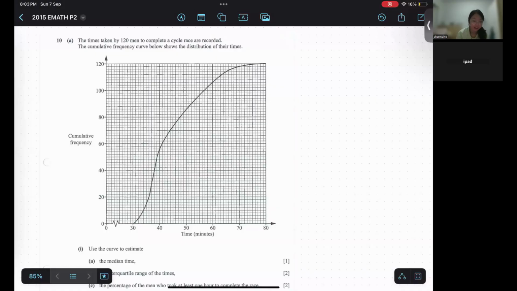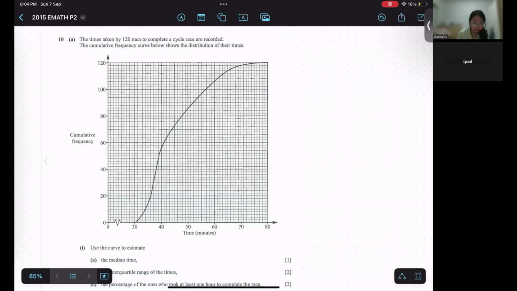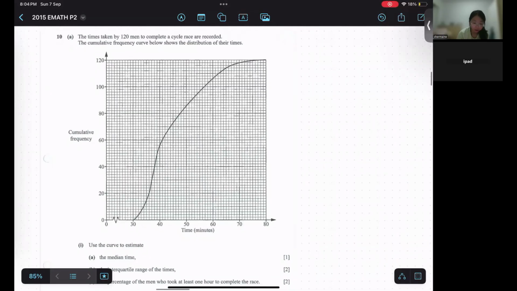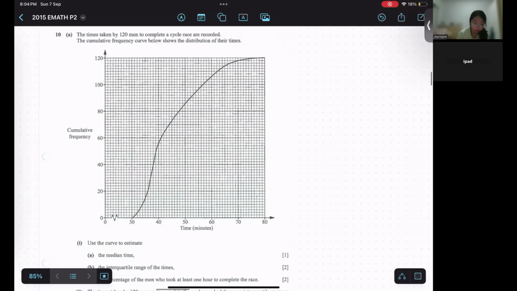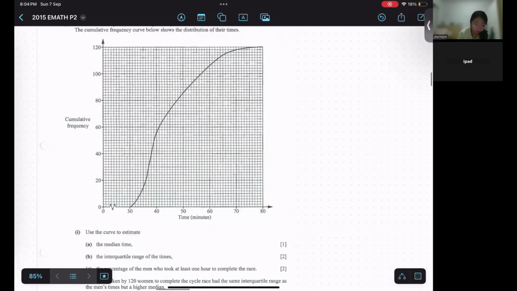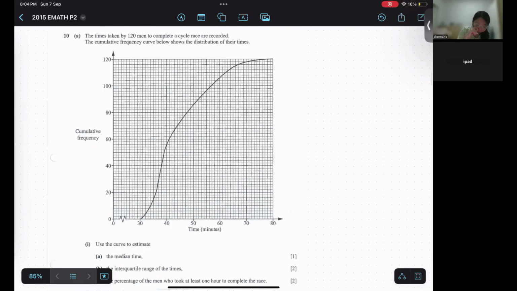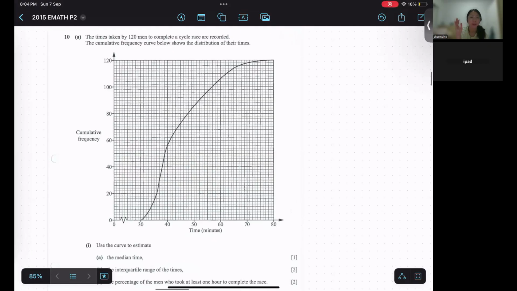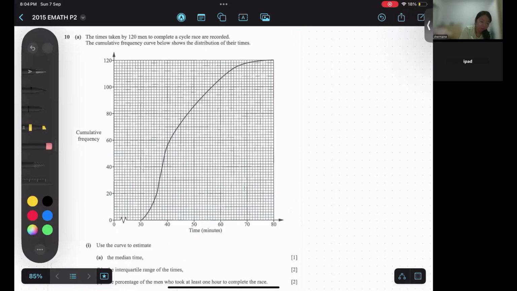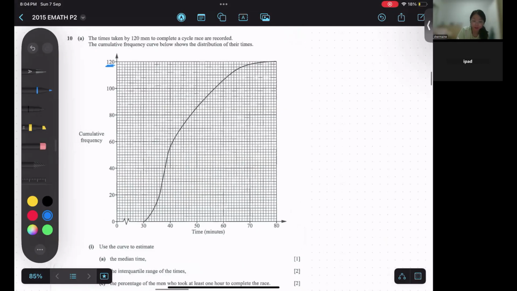Okay, now for question 10. Times taken by 120 men to complete a cycle race are recorded in a cumulative frequency curve. So for 10A part 1, use the curve to estimate the median time. Median refers to the number in the center. So you know that there are 120 men. Half of the 120 men gives you your median position.